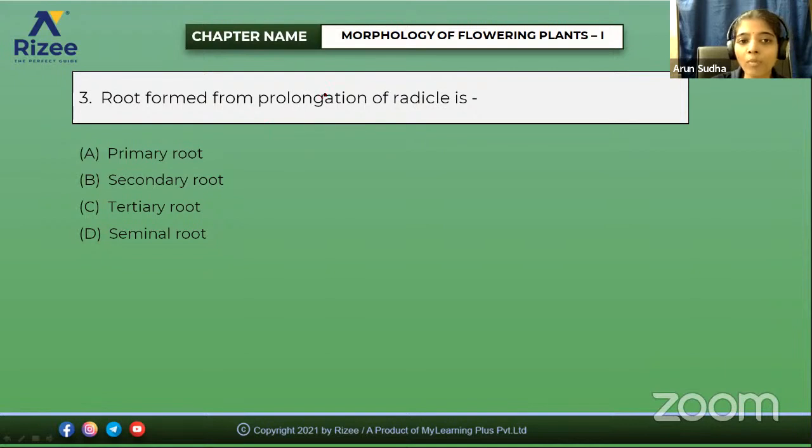The roots formed from prolongation of radicle, that is the elongation of radicle. So this is also another way of asking the same question, whether it is a primary root, secondary root, tertiary root, or a seminal root. Yes, option A. Okay, good. So radicle first develops into a primary root or a taproot.